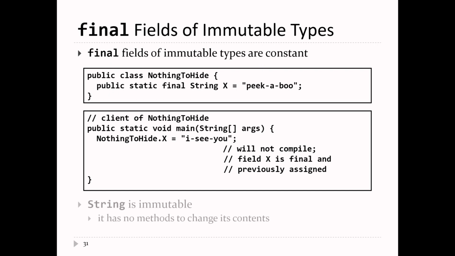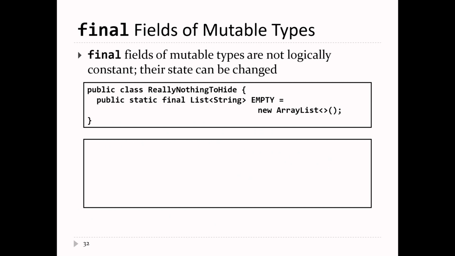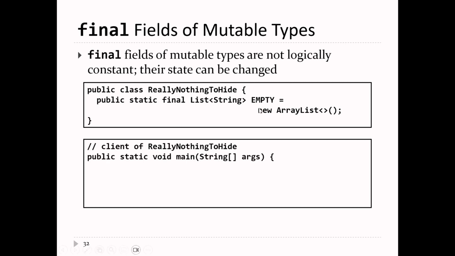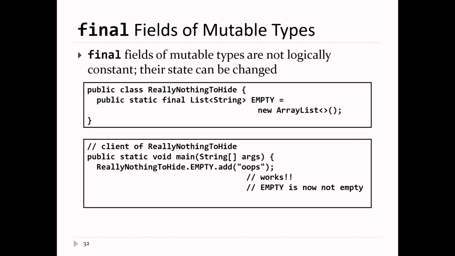The problem comes when you try to make a final static field that's not immutable, something like a list. Here I've got a list called empty. Presumably, anybody looking at this code is going to say, well, okay, this thing empty is always the empty list. The problem is it's not. This looks like a constant empty list, but you can use the name empty because it's public, and you can call any method you want on it. So you can call add and add a string to the empty list. Your empty list is no longer empty.